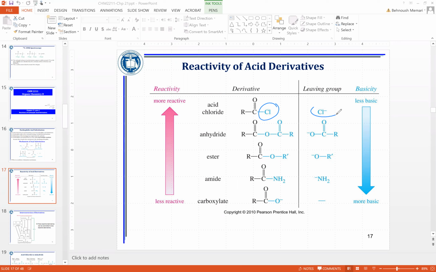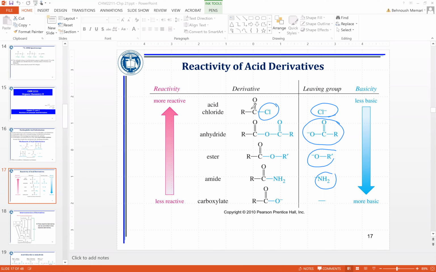So chloride is the best leaving group, and the carboxylate ion is the second. Then we have the alkoxide and then the amide. So amide is going to be the least reactive, but chloride is going to be the most reactive acid derivative. So we have your carboxylate. This is going to be the least reactive, and it is going to be the most stable one.